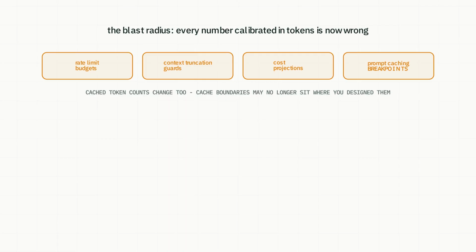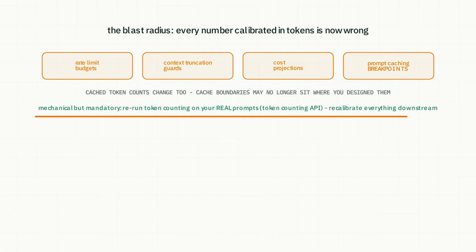Rate limit budgets, context truncation guards, cost projections, and subtly, prompt caching breakpoints, because cached token counts change too, so your cache boundaries may no longer sit where you designed them. The fix is mechanical but mandatory. Rerun token counting against Sonnet 5 with your real representative prompts, using the token counting API, and recalibrate everything that consumed the old numbers. Do it inside the cheap window while mistakes are discounted.